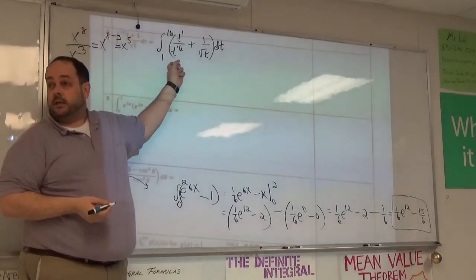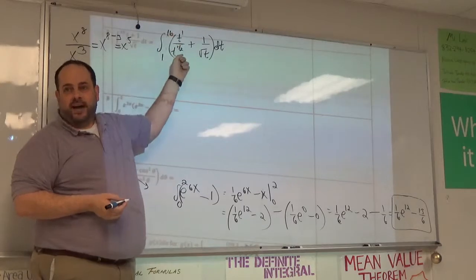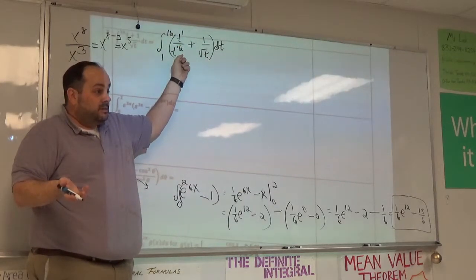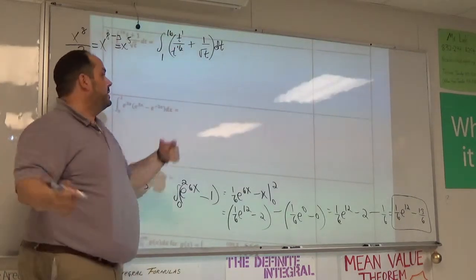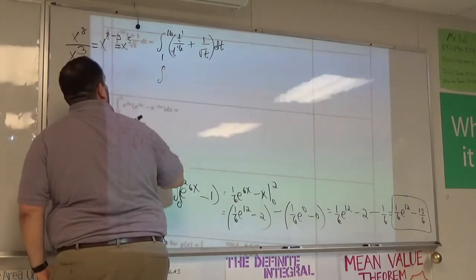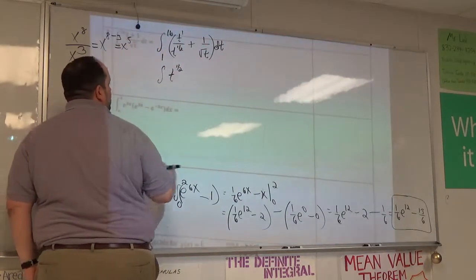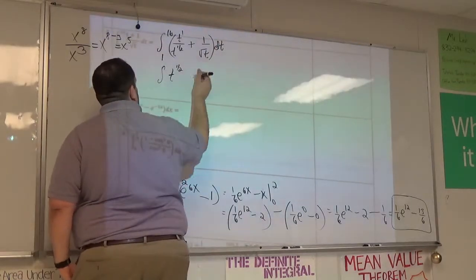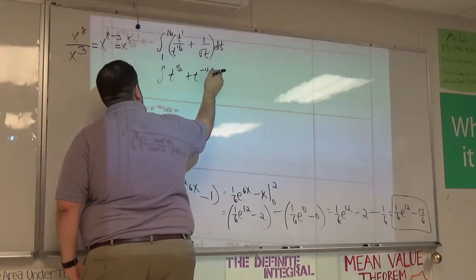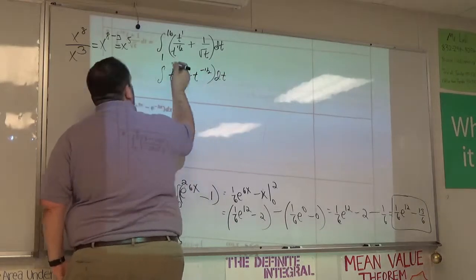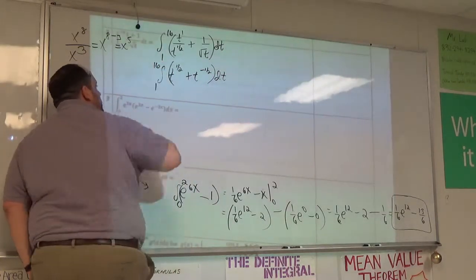Same thing. t to the 1st divided by t to the half. The rule is? Subtract the exponents. t to the 1st divided by t to the half. Subtract those exponents: t to the half. Instead of 1 over the square root of t, I can write this as t to the negative 1/2. Finish it off.